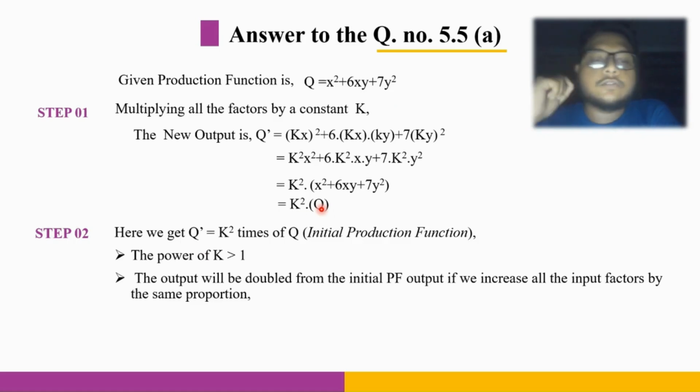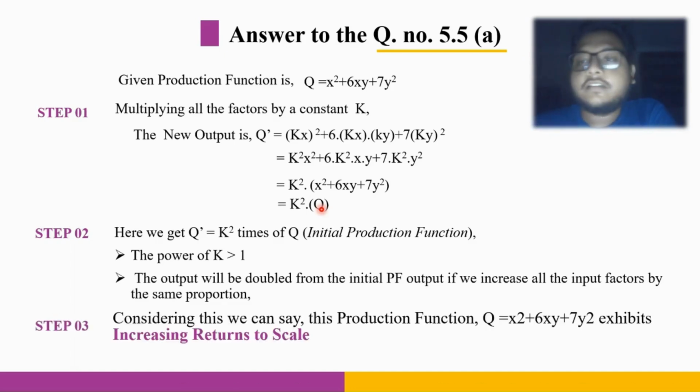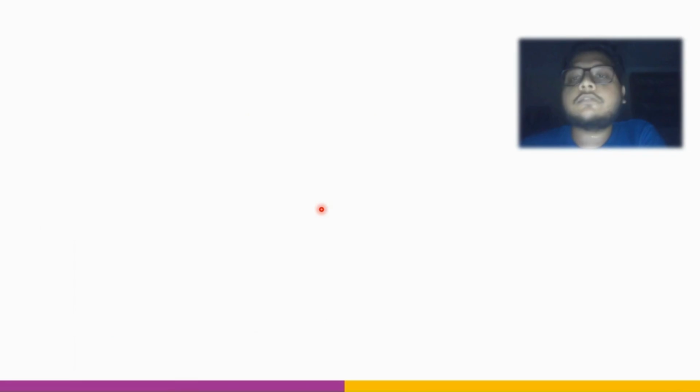The power of k is greater than 1. It is 2, right? So that means the output will be double the initial production function if we increase all the input factors by the same proportion. So in step 3, now we will take the decision. Considering this, we can say the production function exhibits increasing return to scale. So that's our answer. Moving on to our second question.